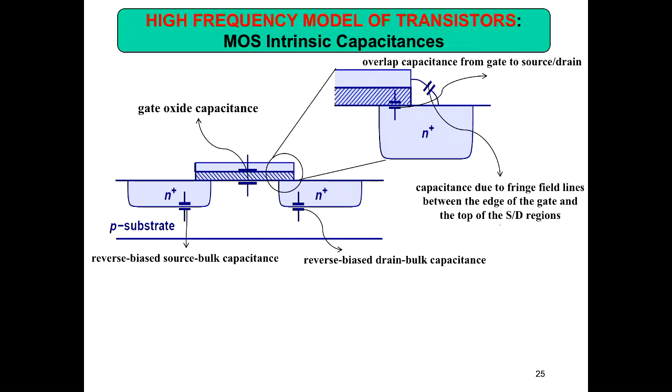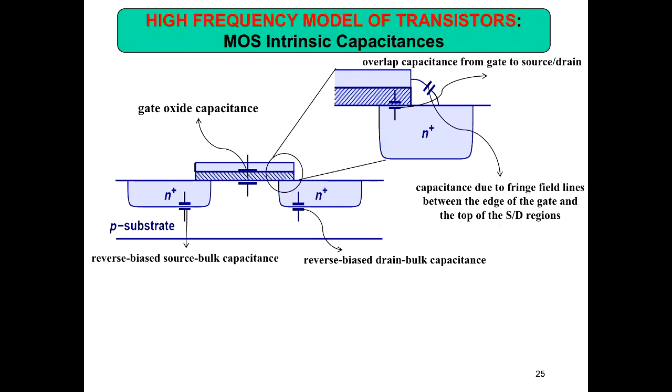High frequency model of transistors. So far we have not taken into account high frequency. Now we are going to discuss the high frequency model of capacitors. At low frequencies, what will happen to these capacitors? The impedance equals 1 by 2 pi fc. When your frequency is very small, tending to 0, the impedance is infinity.